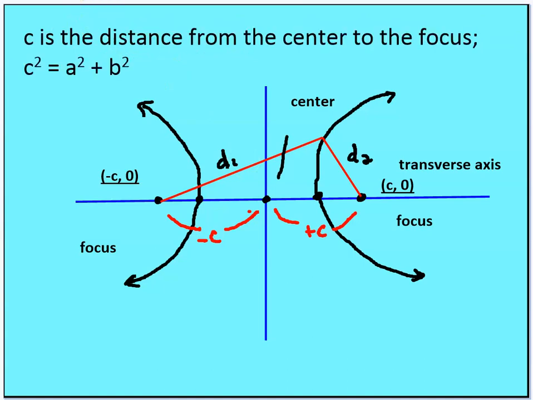Now c can be determined as c squared is equal to a squared plus b squared. So if you have the a value and the b value, and we haven't talked about the b value yet, you can find the c value.